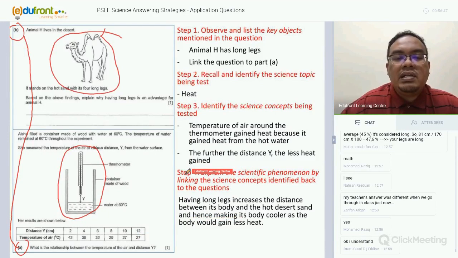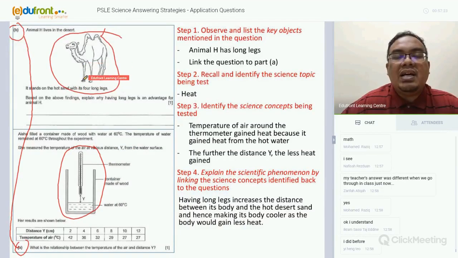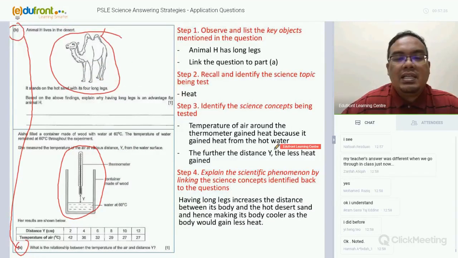So step 4, explain the phenomenon. Having long legs increases the distance between the body of the camel and the hot desert sand, and hence makes its body cooler, as the body will gain less heat. So that is the answer they asked for, not that the legs can walk faster on hot sand, or that it will not be trapped in the sand. You have to link back to the question in part A related to the distance between the body and the hot sand. Okay? All right.